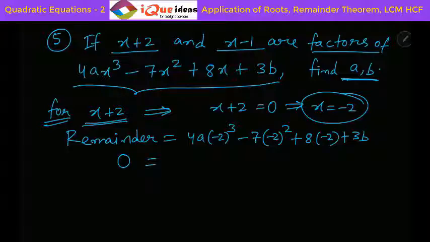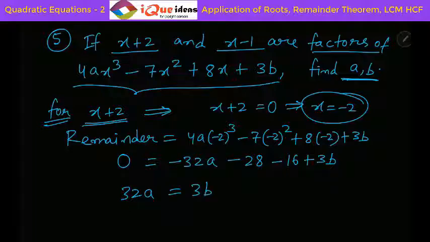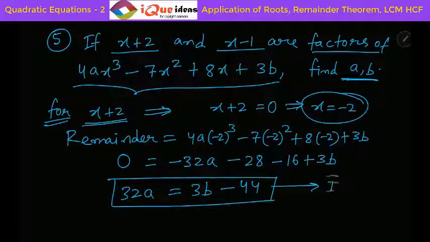So 0 is equal to, if you simplify, minus 2 cube is minus 8, minus 8 into 4 is minus 32. So it is minus 32a minus 7 into 4 is 28 plus 8 into minus 2 is minus 16 plus 3b. Right? So let's do one thing. Bring 32a to the left hand side. So it is 32a is equal to 3b minus 28 and 16 together will be 44. Right? So this is one equation that we get from here.